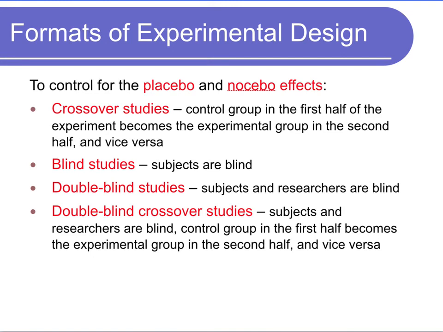and then we're going to repeat the experiment again with the same group of people, but we're just going to switch them. So now group A will be group B, and then group B will be group A. So the group who got the red pill in the first study will now get the blue pill. A blind study is where the subjects are blind. So the subject has no idea what they're getting. So they could be getting the drug or they could be getting a placebo.